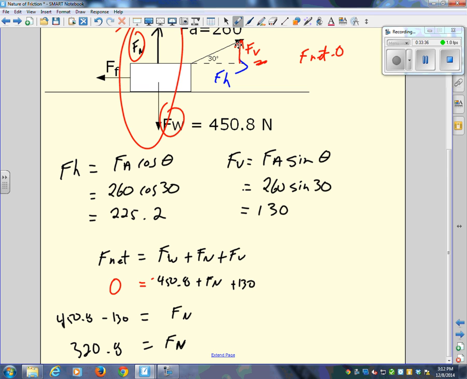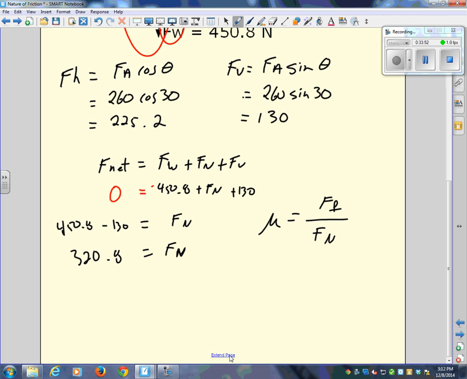Last step is to do what? What's the actual question say? What is the coefficient of sliding friction? Mu is FF over Fn. Friction force? Oh. Do I have a FF anywhere written down here? I do not.